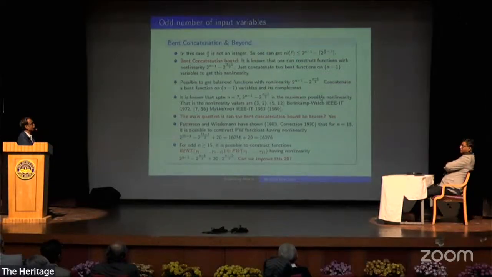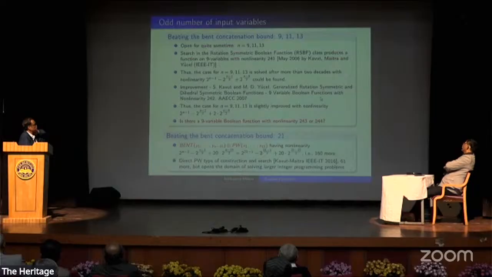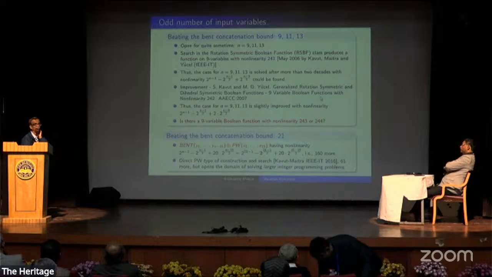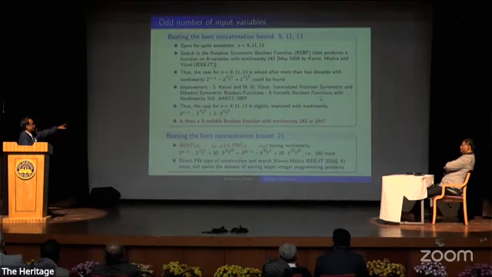For the 9 variable Boolean function, if you put the values there, n equal to 9, you will get 244. So we could get 241 and 242. Not we could get 241. I should not tell we also, because they found the function. They allowed me to be a co-author because I have given them the idea of the algorithm. And then they also got 242 by more search. But 243 and 244 are still open. So this is the question.